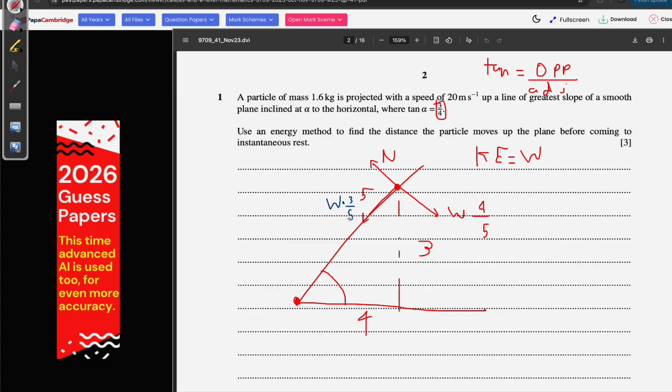Perfect. Now we have the kinetic energy. We have everything to find this, right? We have the mass, we have the speed, we have everything. So half times m, which is 1.6, times 20 squared is equal to mg, which is the weight.